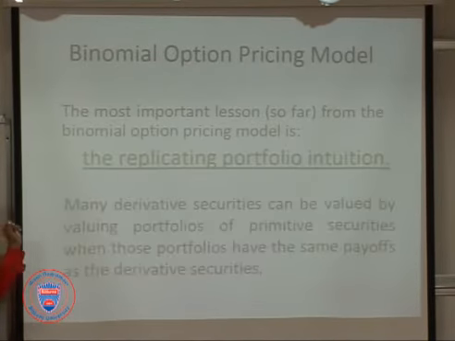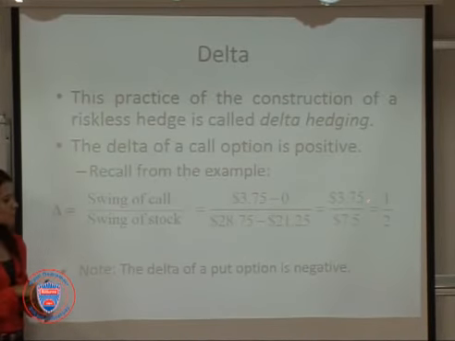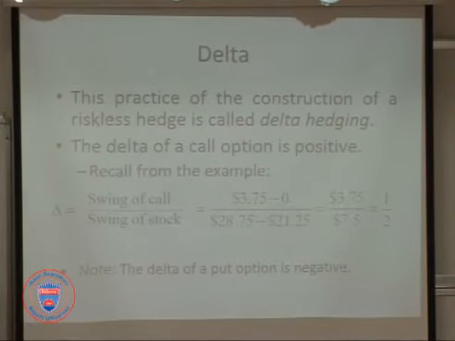So basically, delta will be 3.75 minus 0. This is the swing of the call option, of the payoff. And this is the swing of the stock. So it is going to give us 1 over 2. So this is basically telling us how much stock we need to buy. It says buy half a stock.